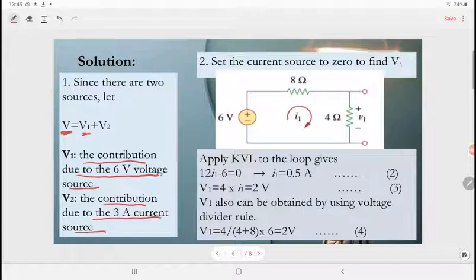When we say that V1 is due to the contribution of the 6 volt source, that means at this time the 3 ampere current source must be turned off, or 0 ampere. When we say that V2 is the contribution due to the 3 ampere current source, that means at this time your voltage source must be equal to 0 volt, or turned off. Okay, so let's start.